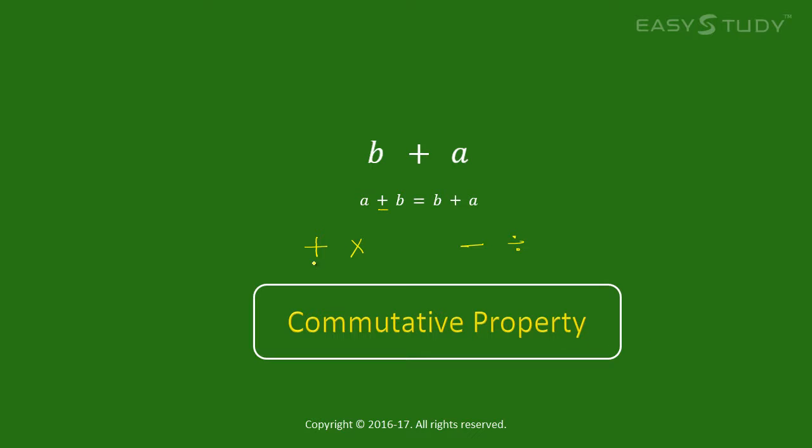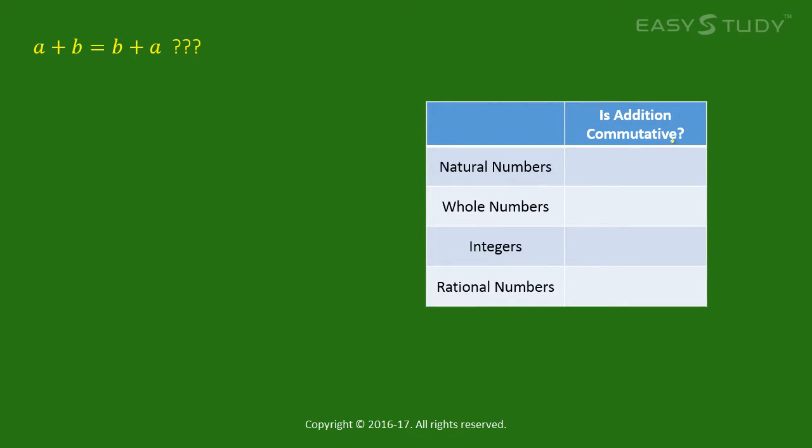Let's start with addition. Question is, is addition commutative for this number set? Let's pick two numbers 2 and 7. 2 plus 7, that is equal to 9. Now let's change the order. 7 plus 2, that is also equal to 9. In fact, for natural and whole numbers, a plus b is always equal to b plus a. Hence, addition is commutative for natural numbers and for whole numbers.